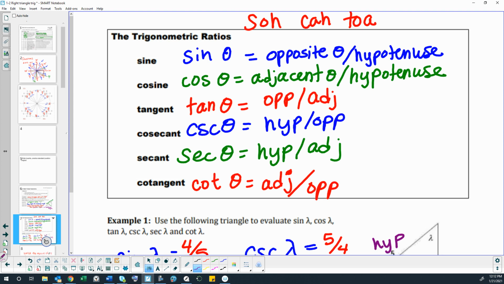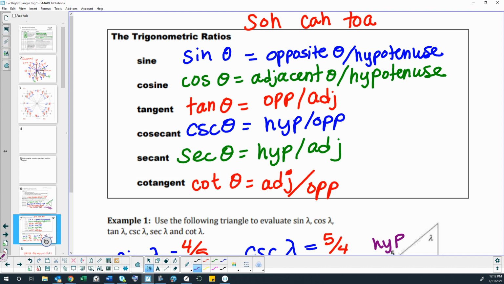Okay, so why do we care about what SOHCAHTOA means, or remembering how to spell it? Well, it stands for sine opposite hypotenuse, cosine adjacent hypotenuse, tangent opposite over adjacent.